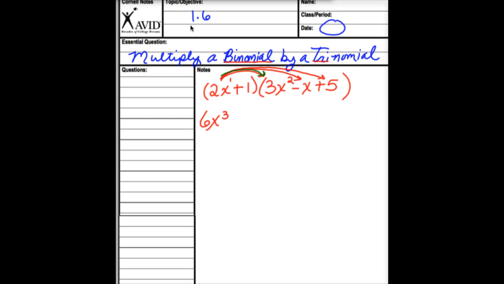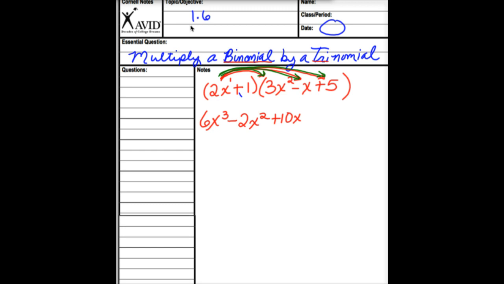Then I hop this on in and multiply it by the next one. So follow the green arc here. And I've got 2x times x, and it's linked with a minus, so one negative sign will give me a negative. So I've got 2x times x, which gives me 2x to the second. I add those exponents. On my third hop, I have to do 2x times a positive 5, which gives me a positive 10x. I've just done those three green arcs. I've multiplied the 2x into every term on the trinomial.